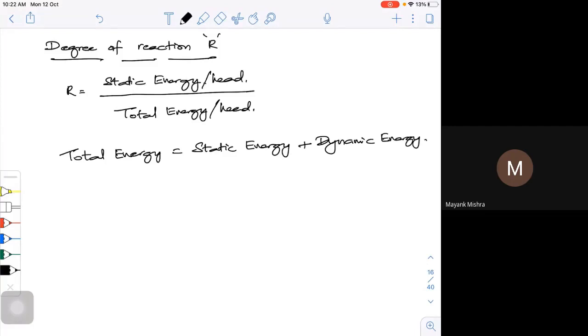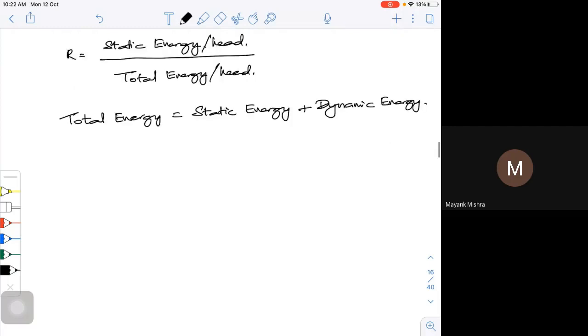Now, if I take some of the machines and try to write in terms of enthalpies, then your static enthalpy to total enthalpy will become the degree of reaction. That is the case of a steam turbine. In steam turbines, velocities are not that important. So the degree of reaction is mainly because of your static enthalpy to total enthalpy.